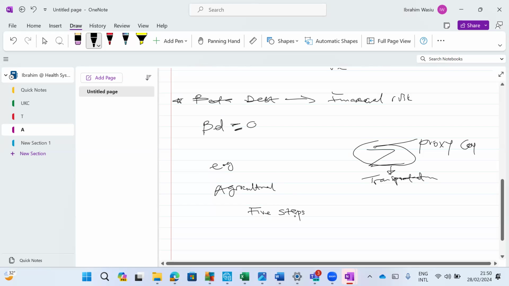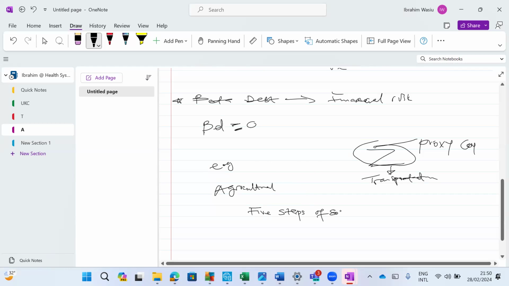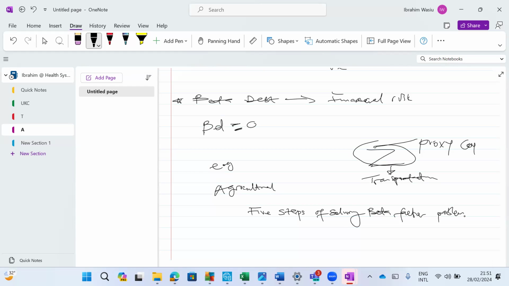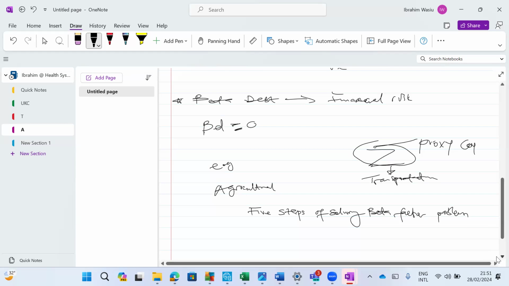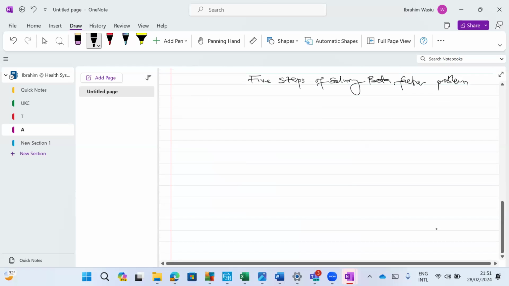Now this will normally give students a headache, but if this explanation here is clear about what we're looking for in a transaction business, which is the business risk, I don't think we have any issue here. 5 steps of solving beta factor problems. Are we together?